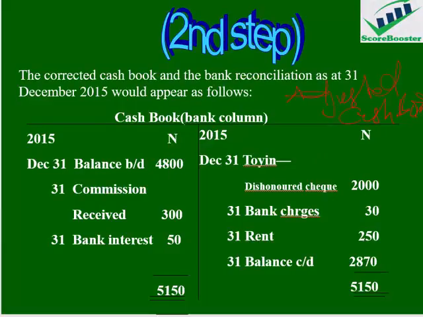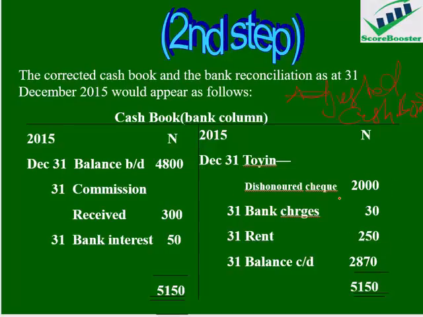Then if you look at your bank statement, I've told you this commission received was paid directly to the bank, and bank interest. They will have increased this amount, so I add them to this side. However, this dishonored check is a check given to us, and we paid it to the bank, and it was dishonored. So this particular check would have reduced our money because we have not been able to get the money. So we take it on the credit side. Bank charges will also have reduced it, and bank rent we also pay.